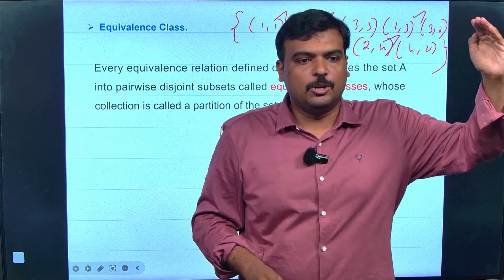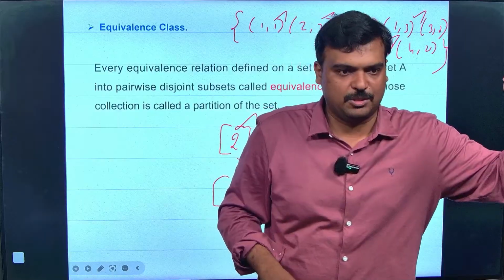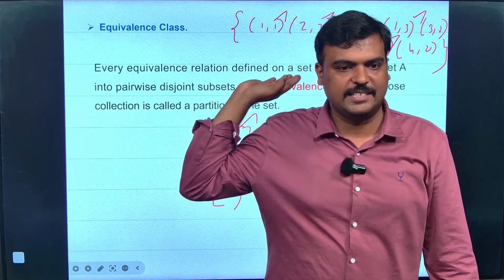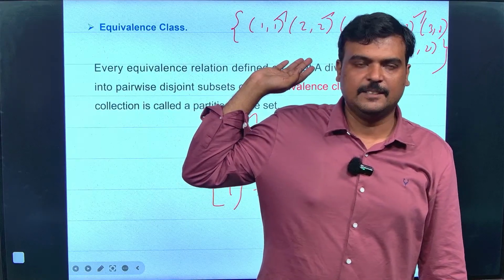Understood? So we now know how to write a 2 mark, 3 mark and 5 mark question on equivalence relation, and we also know what an equivalence class is. Any doubts in this, guys?